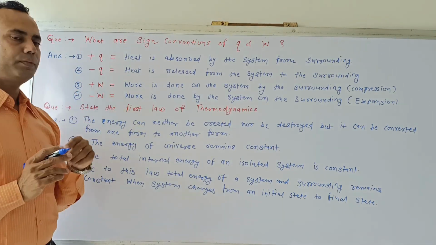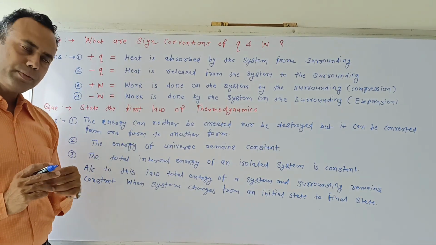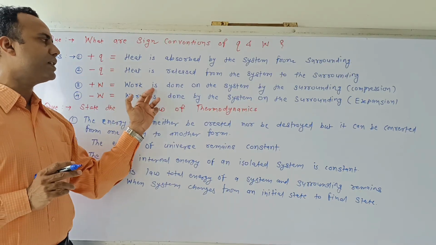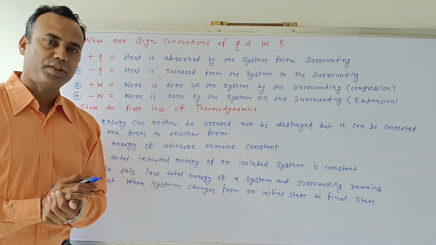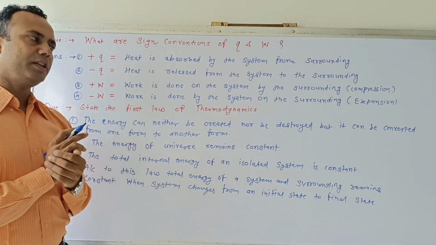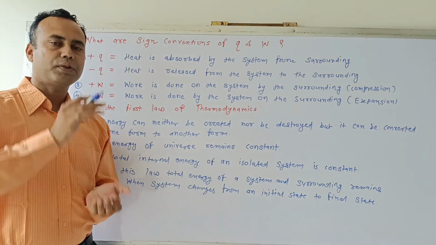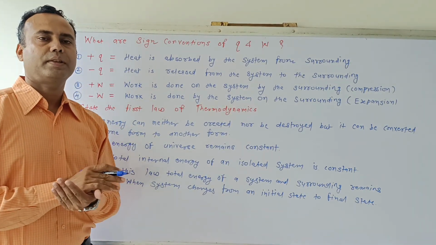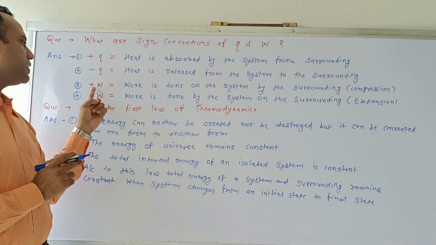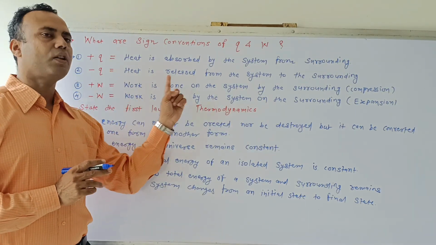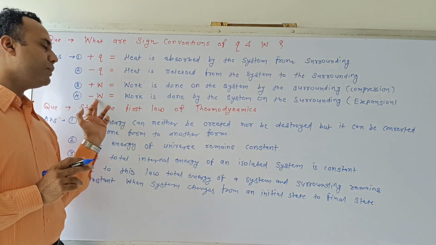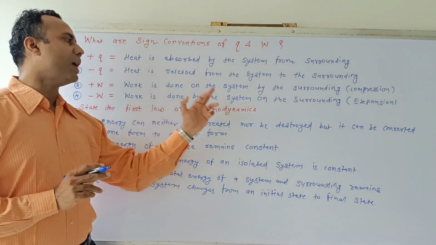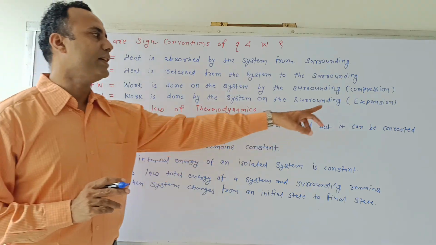After that W is positive and W is negative. So W is positive means work is done on the system by the surrounding, and that is compression. We have derived in the derivation that W is negative because there is an expansion of the gas. Opposite to this, W is positive means work is done on the system by the surrounding. And when W is negative, work is done by the system on the surrounding, and that is the expansion.